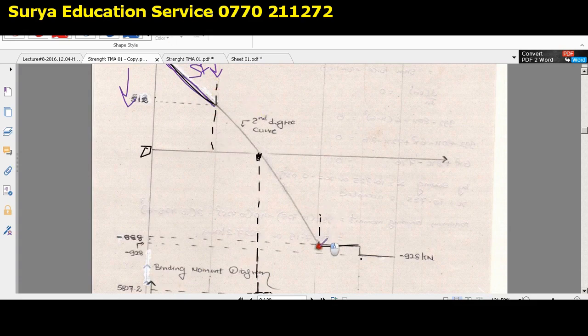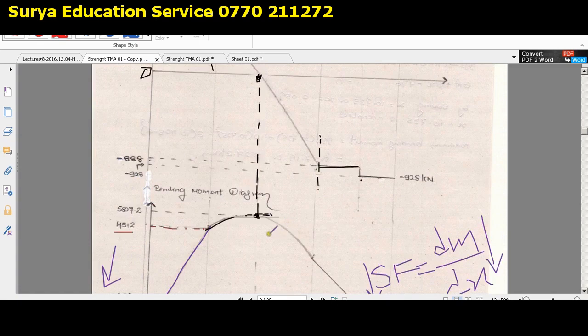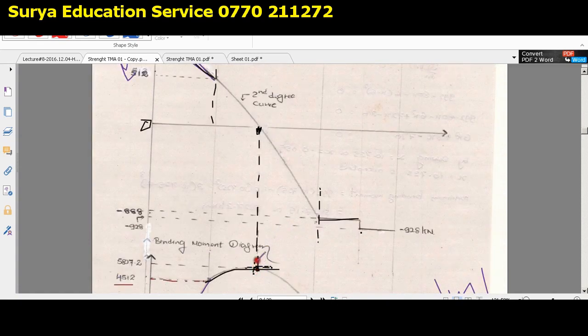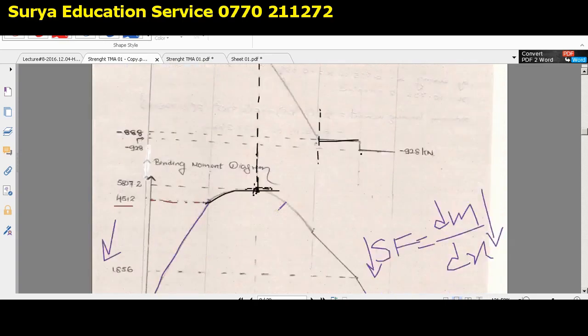So the only possible region is that. When you sketch the maximum bending moment point, you should sketch it parallel to the corresponding point, because you have to match the maximum bending moment occurring point with the zero shear force point, as shown here. This second degree curve we already sketched previously. Okay, so now I hope that is clear.